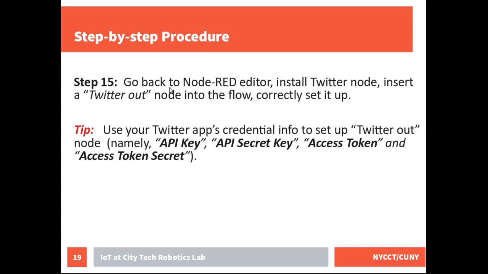Step 15. Go back to the Node-RED editor, install the Twitter node, and insert a Twitter out node into the flow. Correctly set it up. Use your Twitter app's credential information to set up the Twitter out node. Namely, you have to put in the API key, API secret key, access token, and access token secret into that node to set it up. And then that Twitter out node can smoothly communicate with your Twitter app.